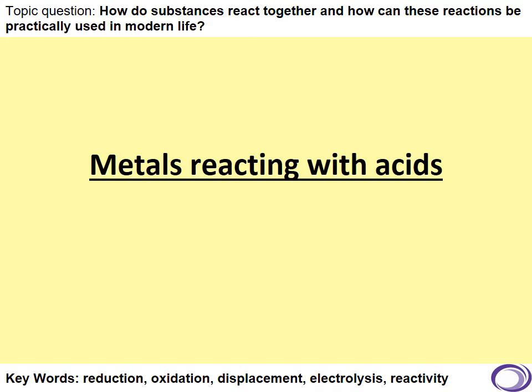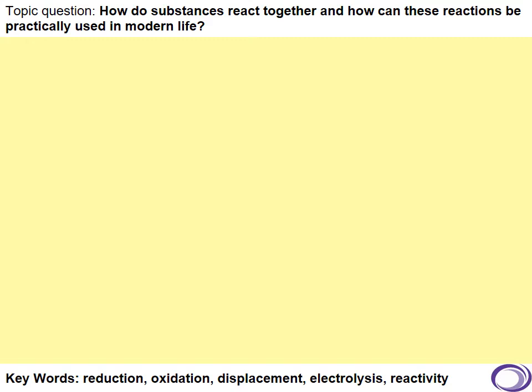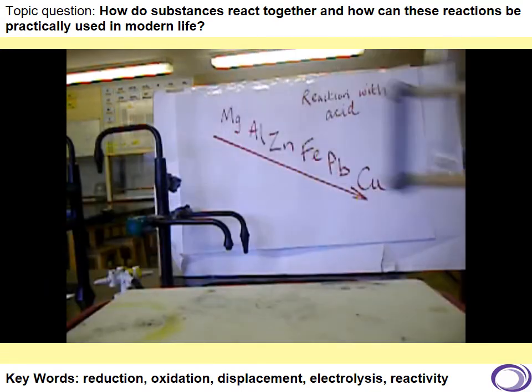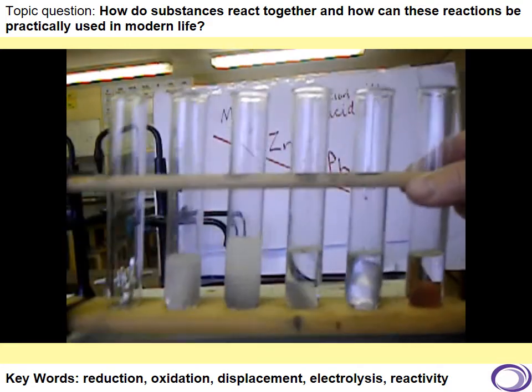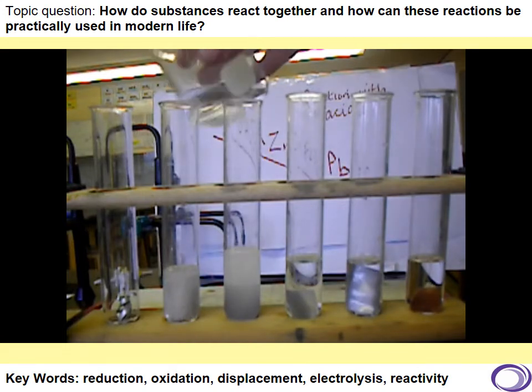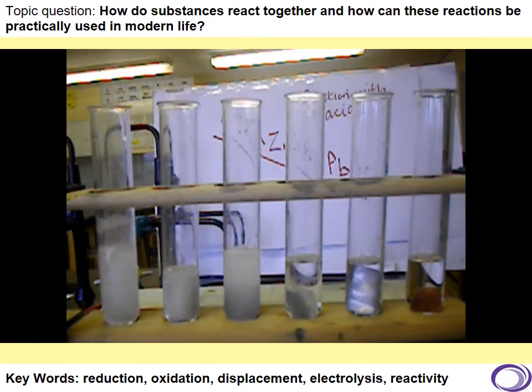Metals also react with acid. Let's have a look at how metals will react with acid. Here we take a look at the reaction of 6 metals with dilute acid. You can see them displayed here, going from magnesium, the most reactive, down to copper, the least reactive. They are placed in the same order here. I've already added the acid to 5 of them. I'm going to add the acid to the most reactive one, magnesium, and it goes.